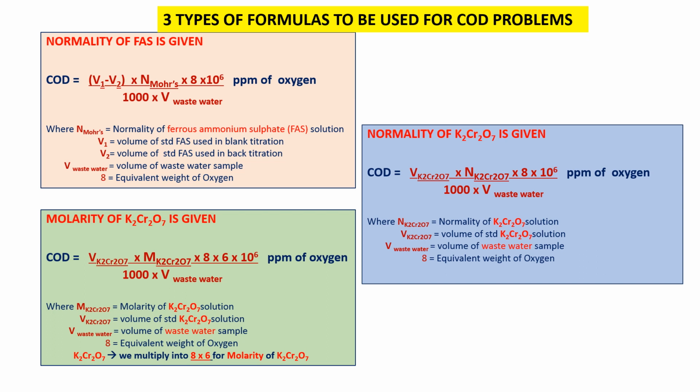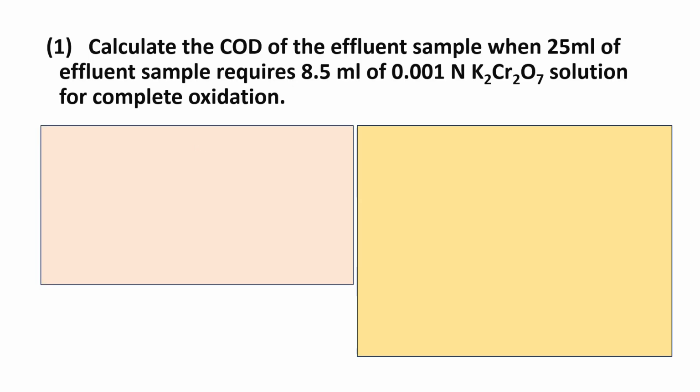This is very important. You have to remember, if molarity comes, you have to multiply the same formula into 6. But if normality is given, because it's equivalent weights, you need not multiply it into 6. So let us see. I have solved three different types of problems in this video. So let us see first type of problem.